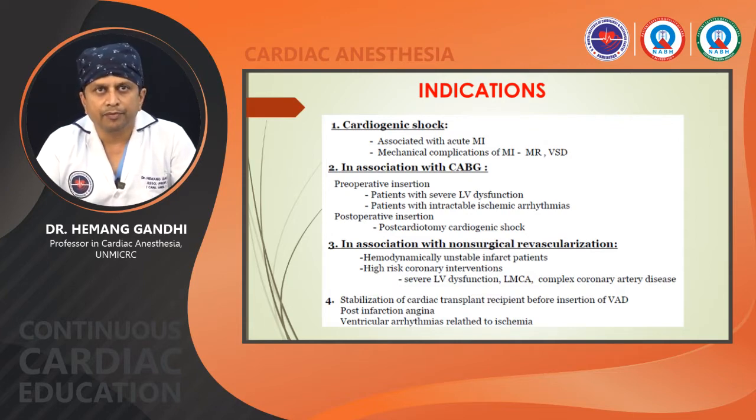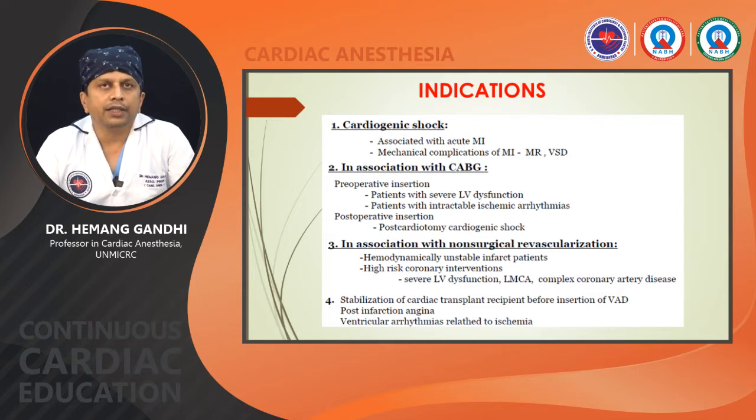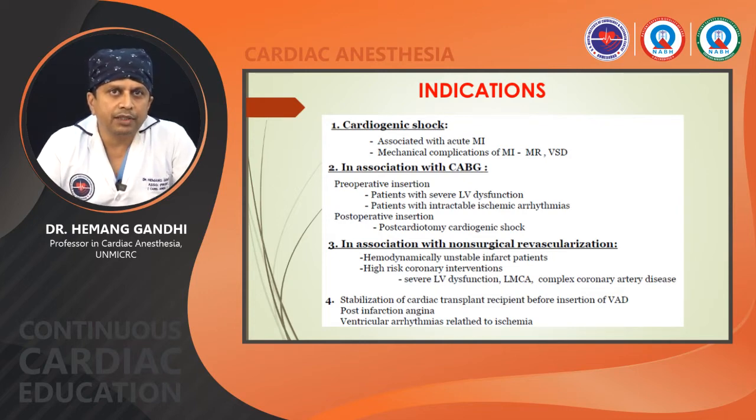In association with non-surgical revascularization, it is very useful, specifically with coronary angioplasty when the patient is a hemodynamically unstable MI patient going for coronary angioplasty. Also helpful in high risk coronary intervention, like when severe LV dysfunction is there, left main coronary artery disease is there, or complex coronary artery disease is there. When these patients are going for angioplasty or some other intervention, we can support the hemodynamics with the IABP.